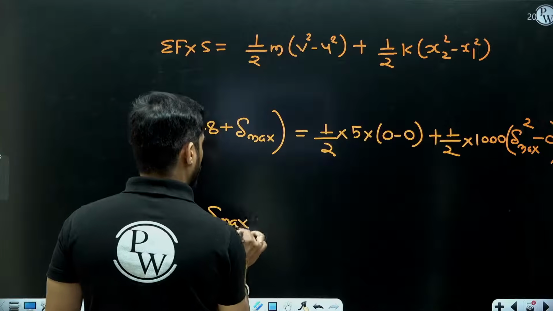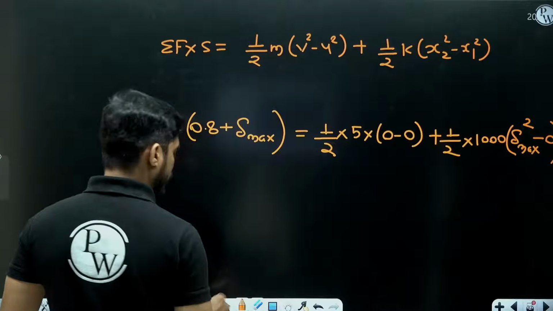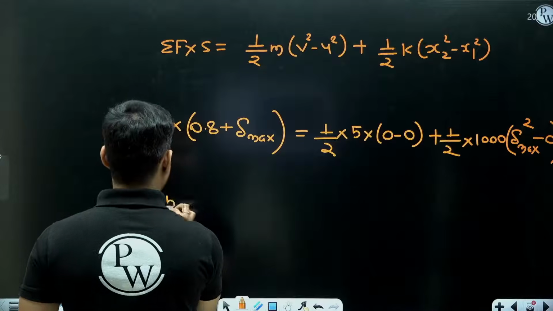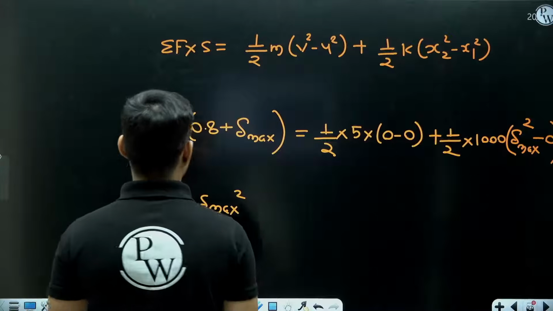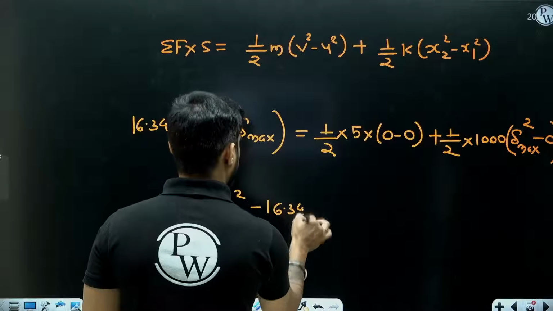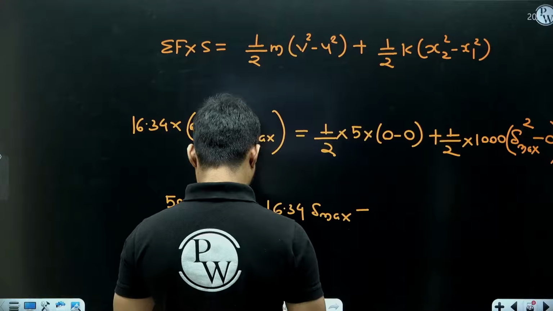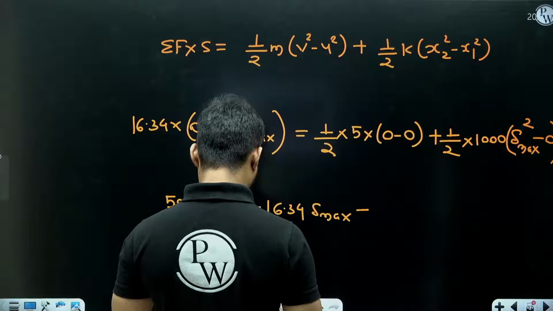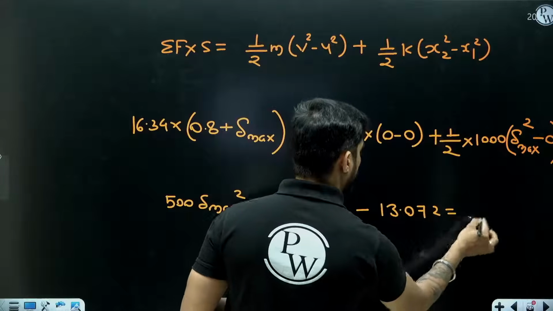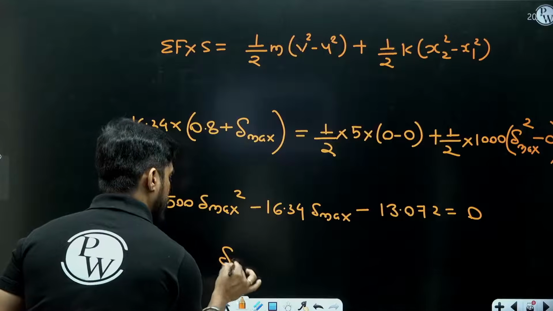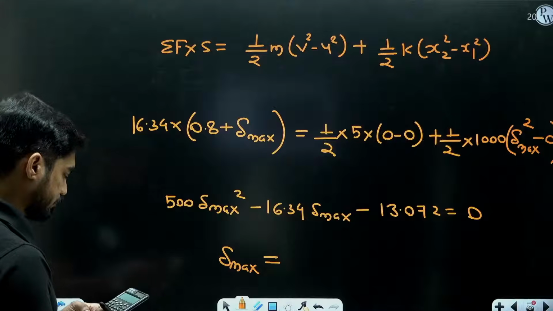This will be a quadratic equation. Let me write the quadratic equation. It will become 500 delta max square minus 16.34 delta max minus 16.34 into 0.8, which means 13.072, equal to 0. So this is a quadratic equation. If you solve this quadratic equation, you will get the value of delta max.